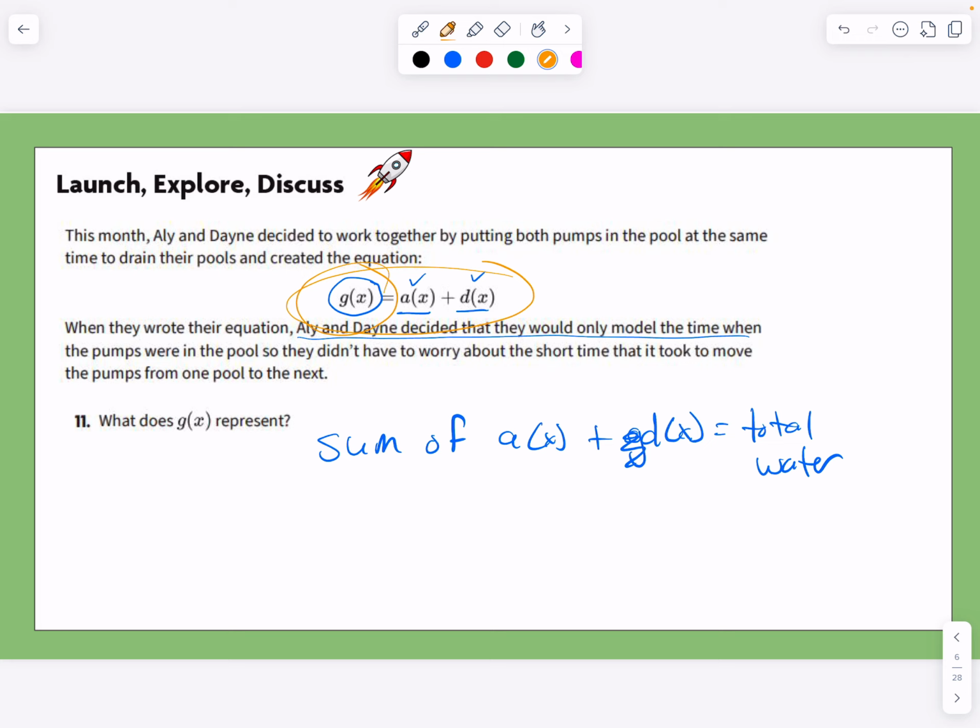So let's do that. If I take my a of x, which is 28,000, and I subtract 1,400x, and then I add to it my 24,000 for the d equation minus 1,000x, this is what g of x is going to equal. It's going to equal all those things together. That's my a of x and d of x. So now when I combine that, I have 52,000 minus 2,400x is my new equation for g of x. So that's my equation. That's my rate at which the pool is draining. That's my starting point there.